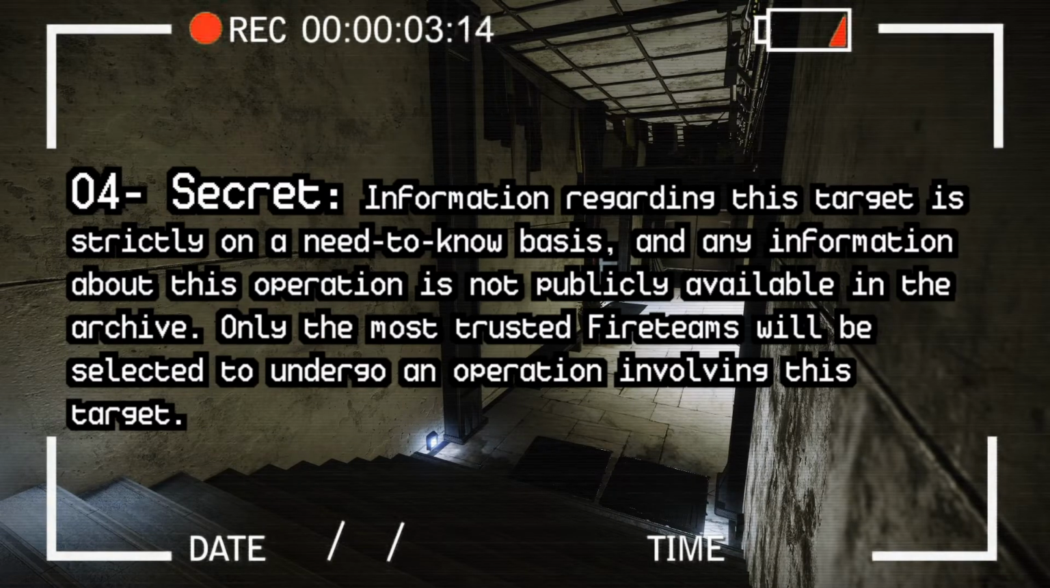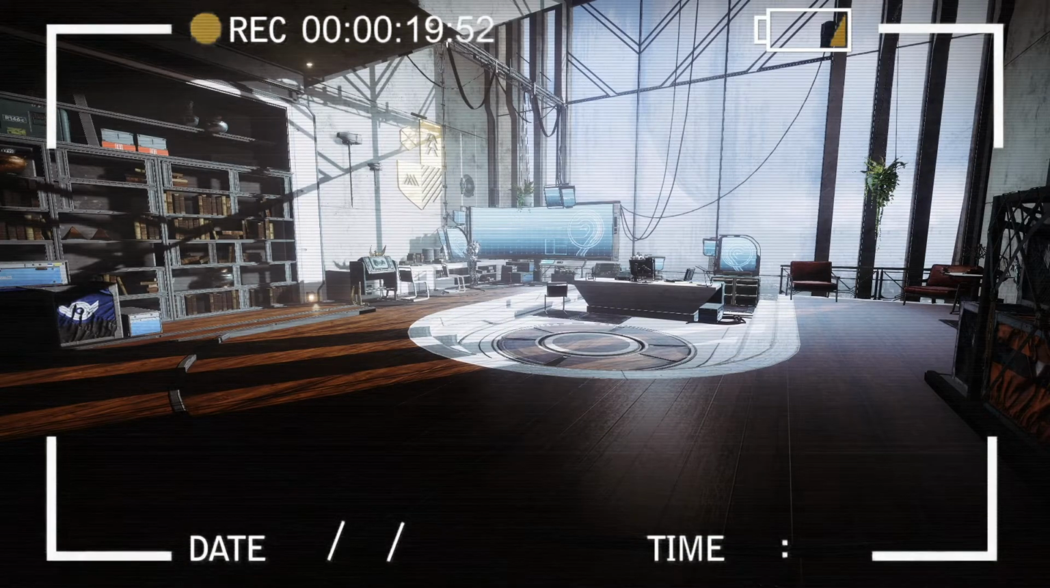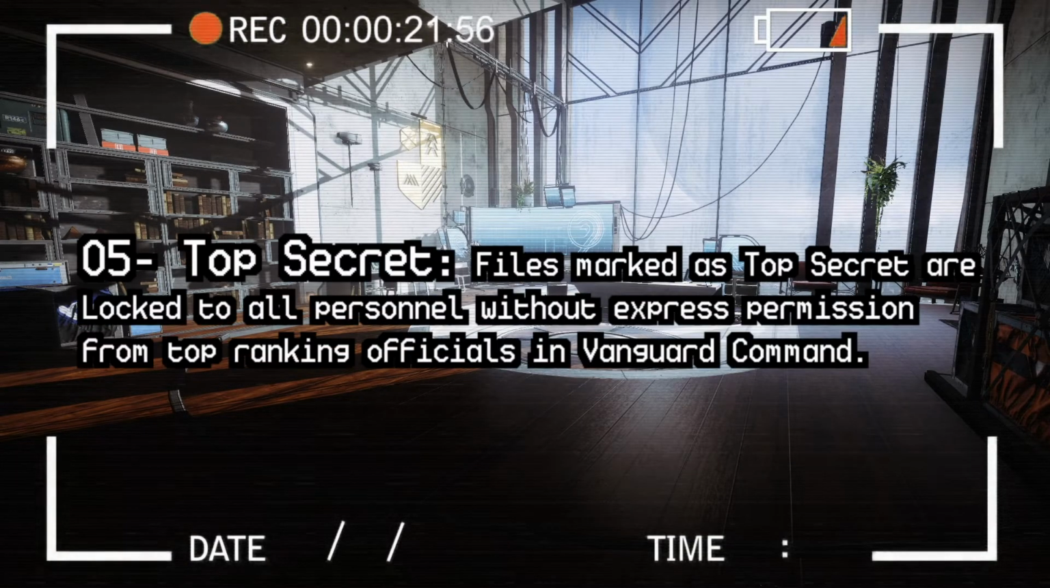04, secret. Information regarding this target is strictly on a need-to-know basis, and any information about this operation is not publicly available in the archive. Only the most trusted fire teams will be selected to undergo an operation involving this target. And finally, 05, top secret. Files marked as top secret are locked to all personnel without express permission from top-ranking officials in Vanguard Command.